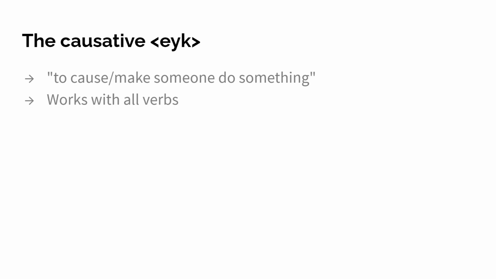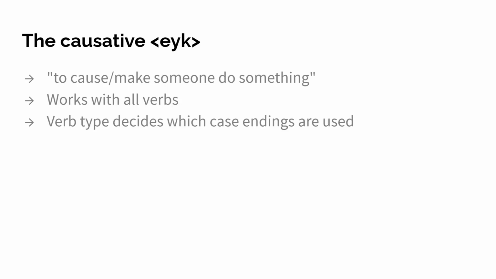Next, let's talk about the causative eg. It means to cause or make someone do something, and it works with all verbs. So other than with ab, which only works with transitive verbs, eg can be used with all kinds of verbs. But the verb type decides which case endings are used. So the verb type is still important because the different verb types, transitive and intransitive, react differently to the causative eg.